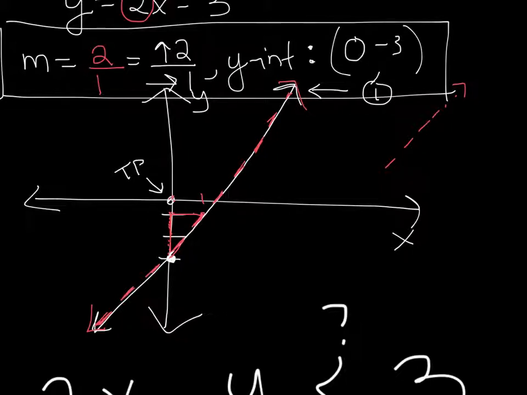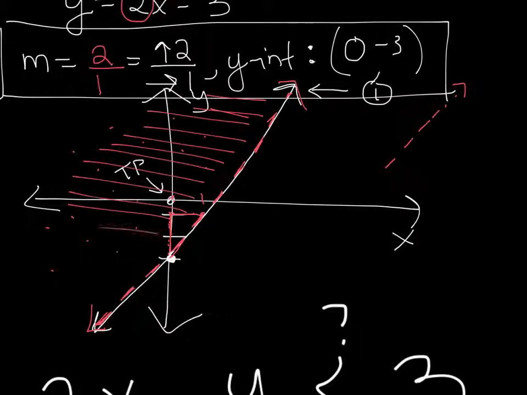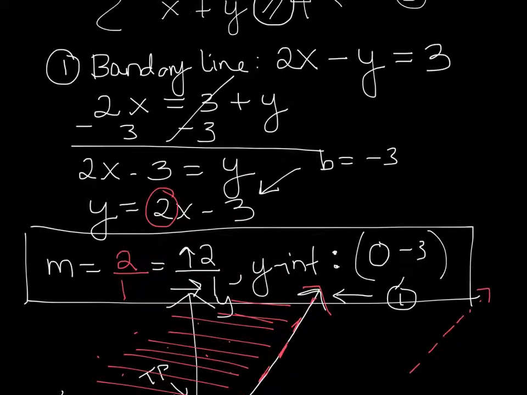If you picked 1, 1 or 1, 2, any of these red dots are all true statements. So that means that you are going to shade above the line. Now, if it was a false statement, then you would shade below the line. Okay, so let's do the same thing with the next inequality.